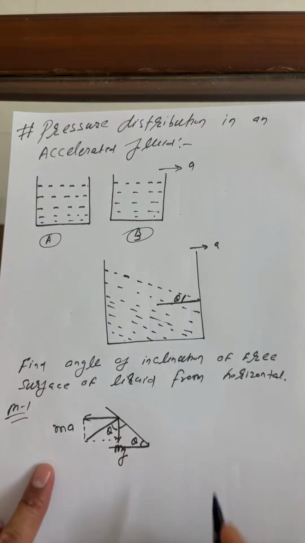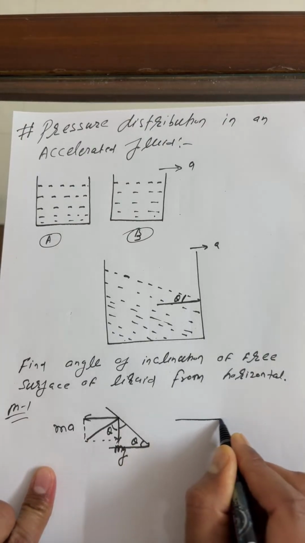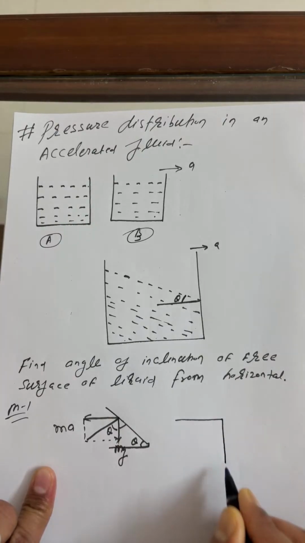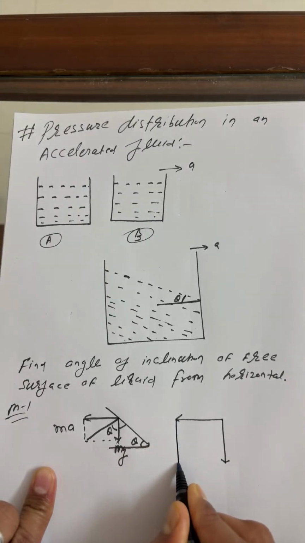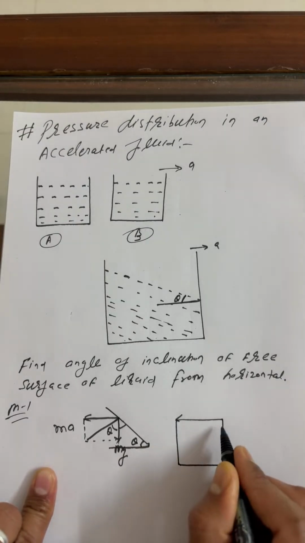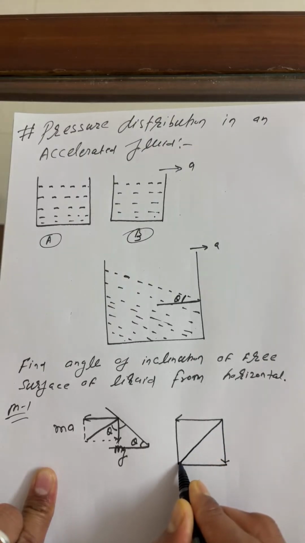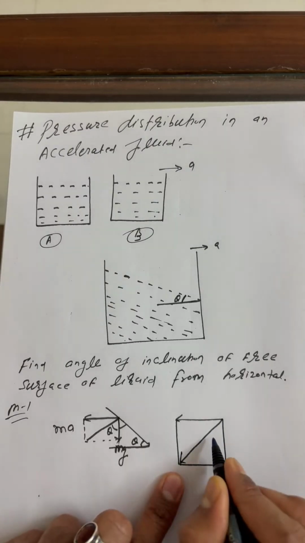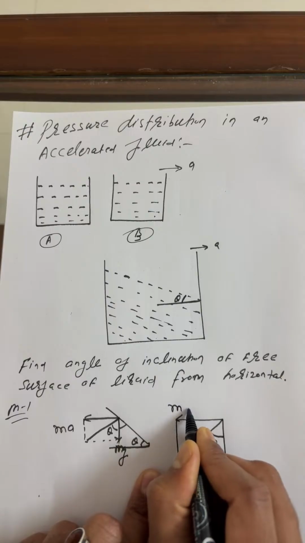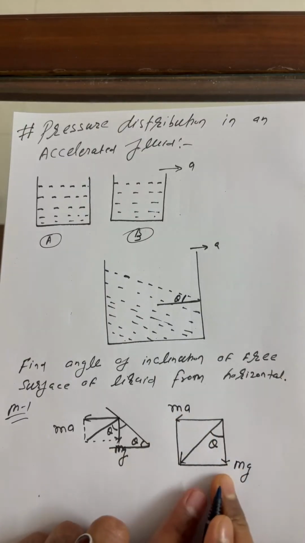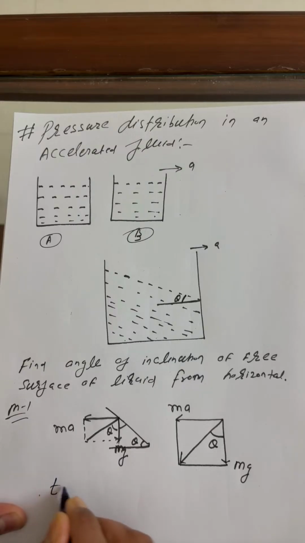You can make one more diagram for clarification. Physics is the language of students, and here at Physics Point I'm always trying to give my best so that each and every student feels comfortable. So this is theta. You can see this is mg, and this is ma. Simply apply the tan theta formula. What is tan theta?